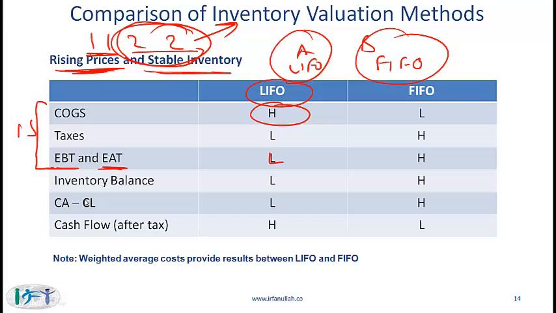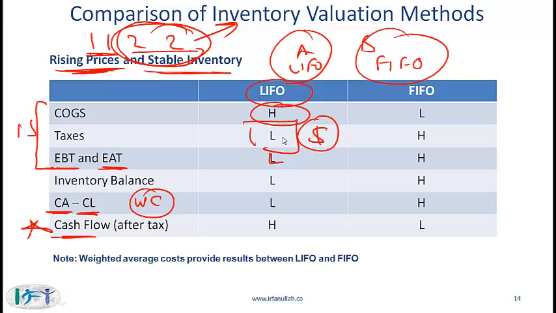Current asset minus current liability, this is your working capital. This is going to be low under LIFO because current liabilities are not impacted by the method that you use. Current assets are. If current assets are lower, that means working capital would be lower. And note that this then would impact your ratios like the current ratio. This is extremely important. The cash flow after tax will be higher with LIFO. The reason is that tax, which is actual cash flow, is lower with LIFO. Since the tax is lower, therefore the cash flow is higher.